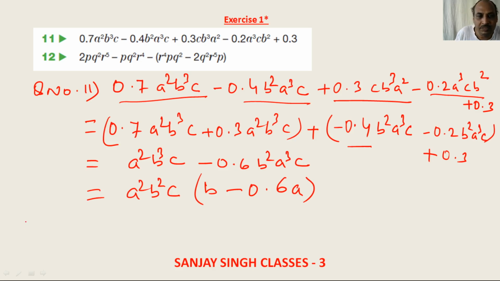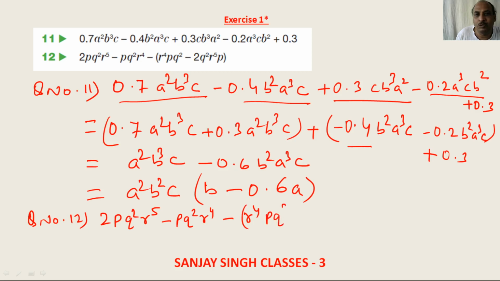Okay, question number 12. So it is 2p q square r to the power 5 minus p q square r to the power 4 minus r to the power 4 in bracket pq square minus 2q square r to the power 5 p. Okay, long expressions are given. No need to get afraid of it. Just a little bit we need to pay attention.